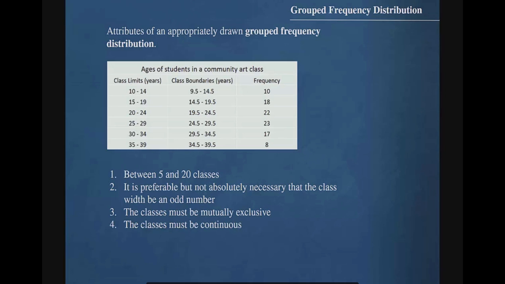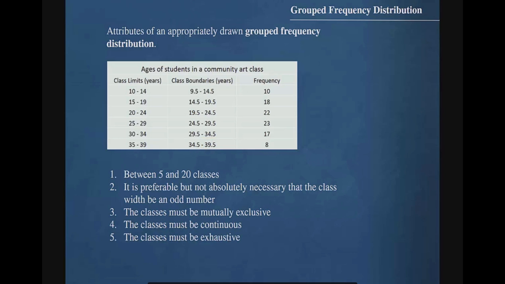The classes must be continuous. Note that the upper class limit for any class other than the last is the same as the lower class limit for the next class. In other words, there is no break in the span of the boundaries from the lower class boundary of the first class to the upper class boundary of the last class.